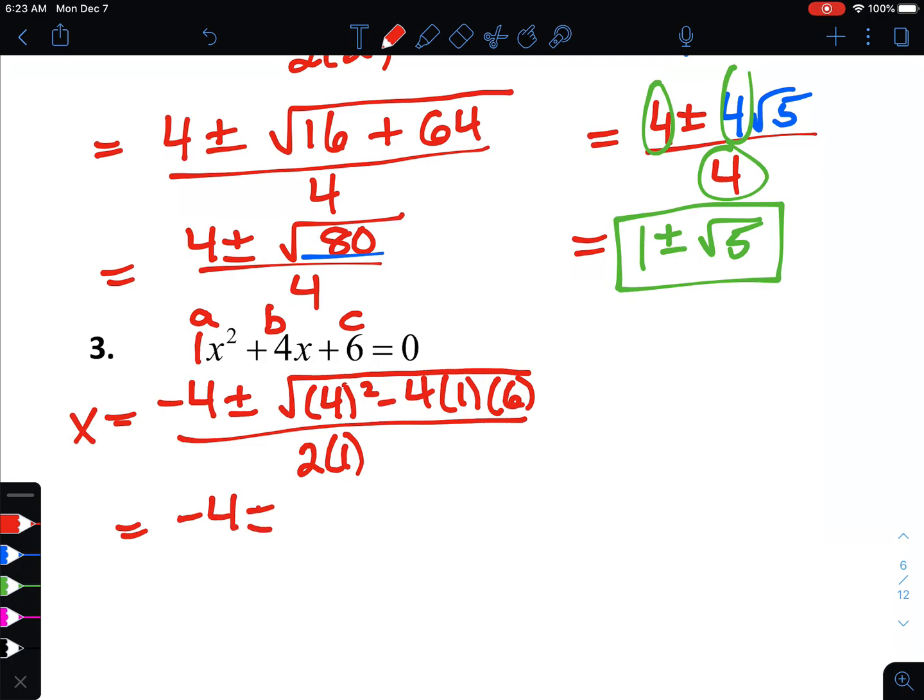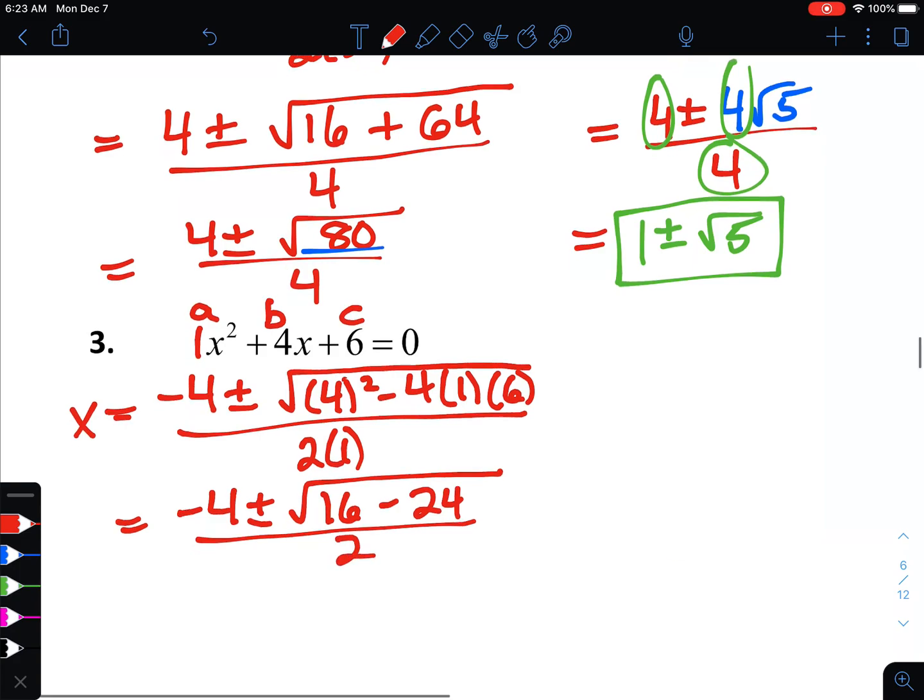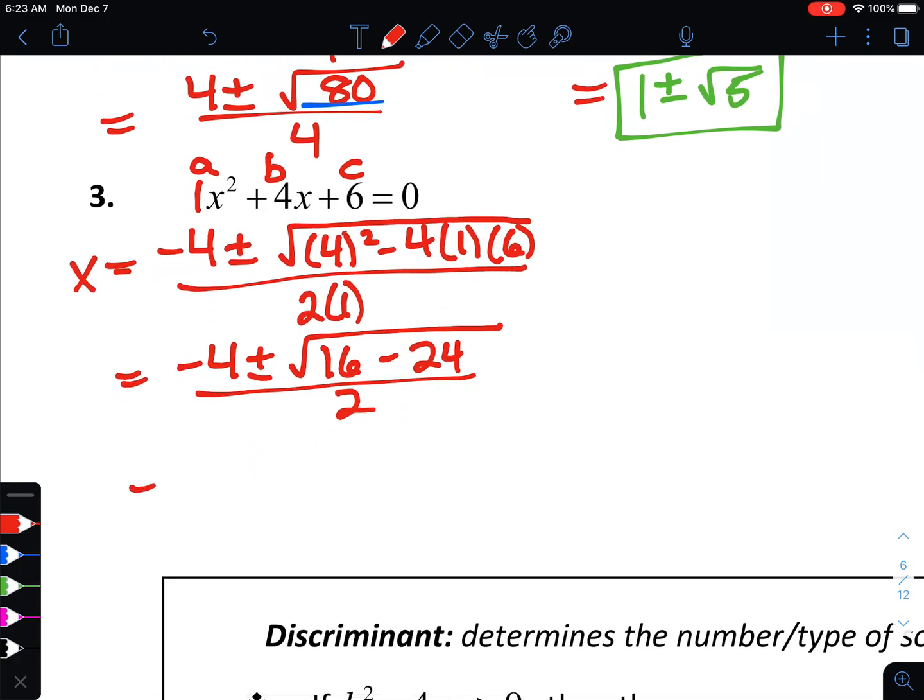All right, let's do a little bit of simplifying. So inside of our square root, 4 squared is 16. 4 multiplied by 1 multiplied by 6 is 24. All over 2 multiplied by 1, which is just 2. All right, so then our square root, 16 minus 24 is -8, all over 2.